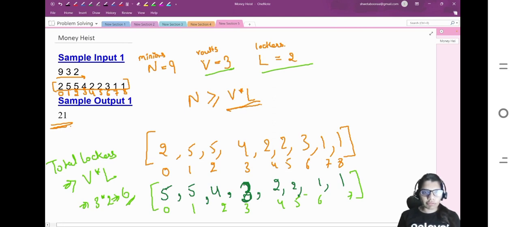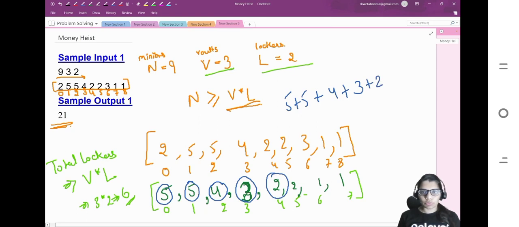Here you can see our first minion is 5, so we will pick 5. Second minion is 5, we will pick this 5 to get our maximum amount of money that we can loot. Third minion is 4. Fourth minion speed is 3. Fifth minion speed is 2. Sixth minion speed is 2.